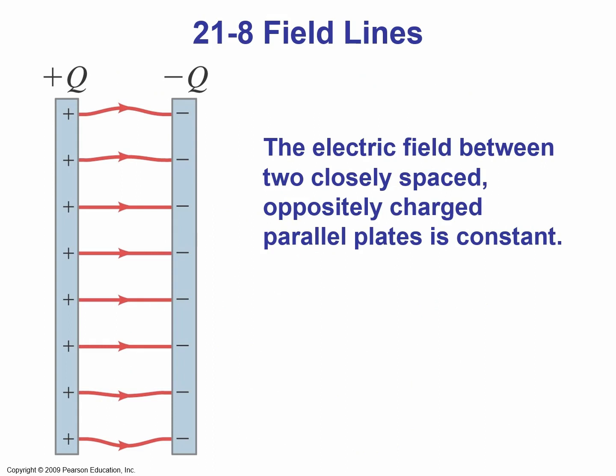The electric field between two closely spaced, oppositely charged parallel plates is constant. Here on the left we see two parallel plates which have opposite charges, one plus Q and the other minus Q, and we see the electric field is parallel between these two plates, and it's constant in the middle, but as we get closer to the edges the field starts distorting.